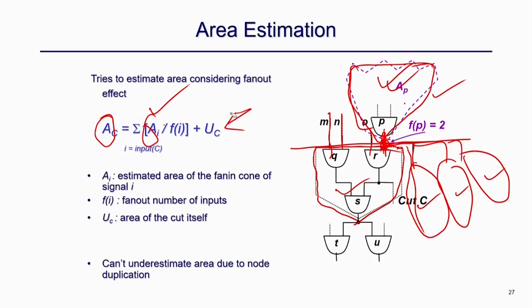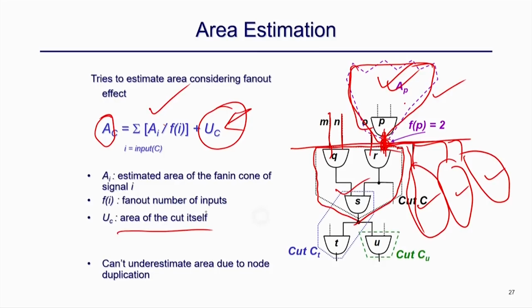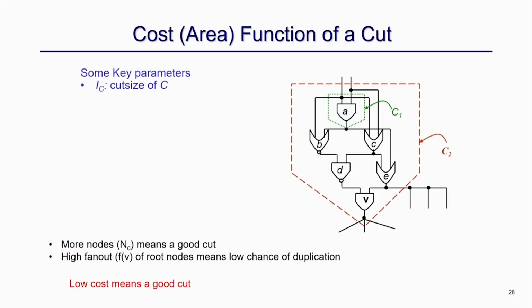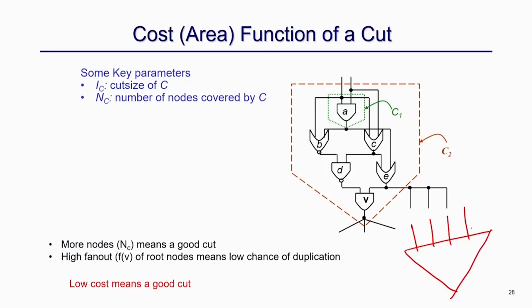This is how the first factor comes. Then we will talk about the cost of the cut itself, which I am going to discuss first. Suppose this is my cut. The key parameter is the cut size IC. The cut size is the number of inputs. If I select a cut like this, this is the cut size IC, the number of inputs, and then NC is the number of nodes inside the cut.